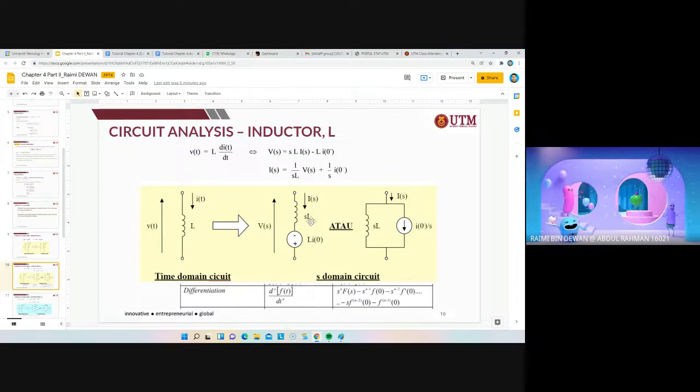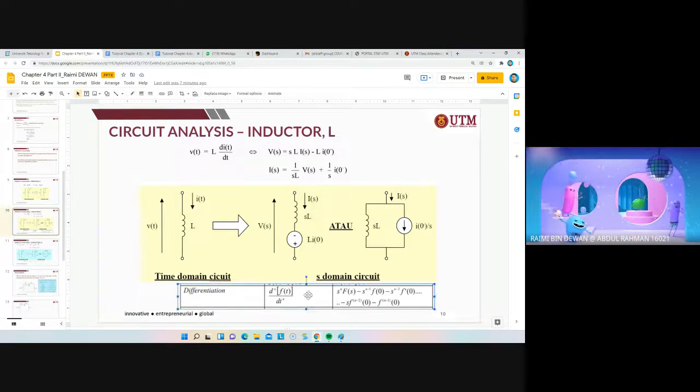So this one is sL I(s), because this is di over dt. Because this one is actually a differential, you're going to have this term, and you have the initial value as well. So this is the initial value. This one you have until this part.